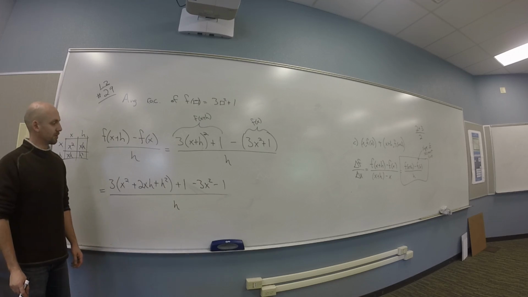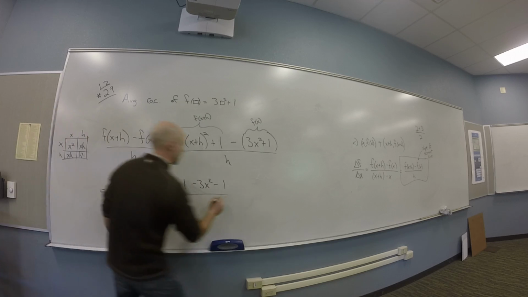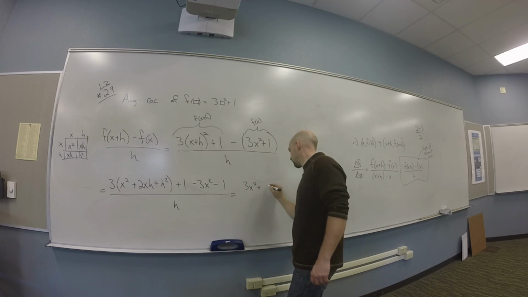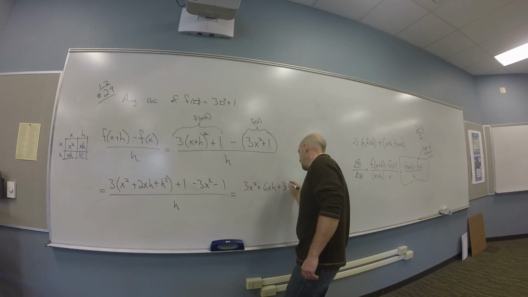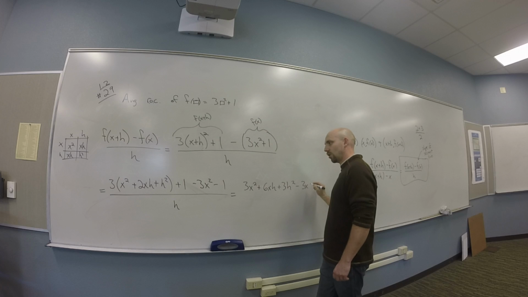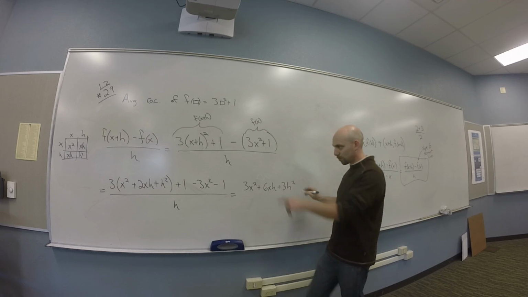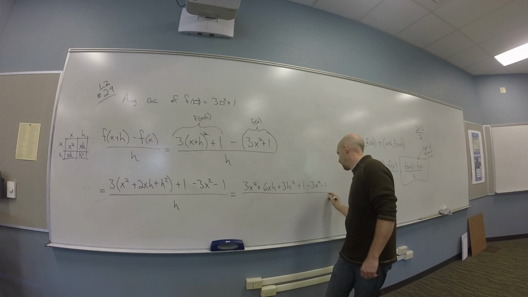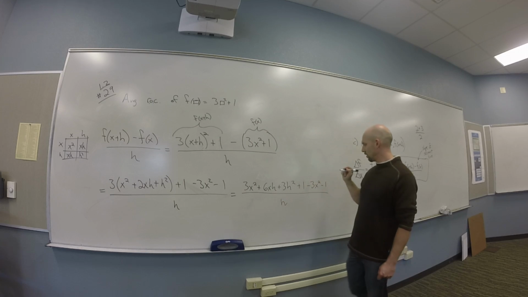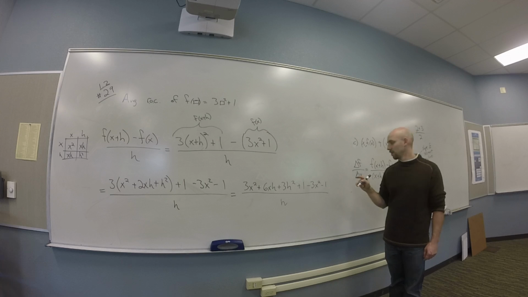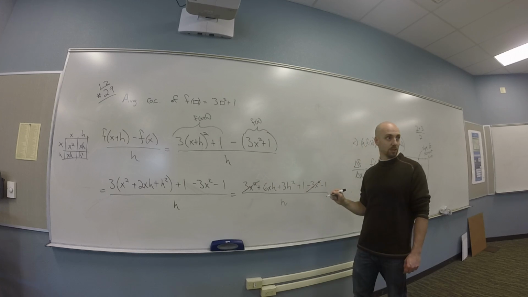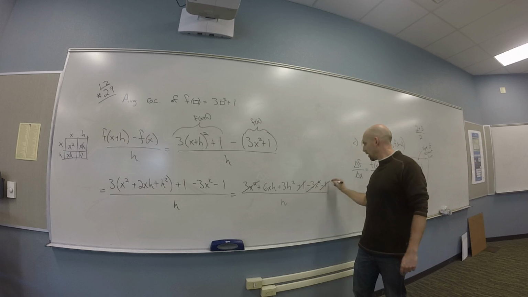Okay. All right, now what's my next step? Distribute the 3. Okay, so I got 3x squared plus 6xh. 6xh plus 3h squared minus 3x. Oops, what did I lose? I lost the plus 1 in there. Plus 1 minus 3x squared minus 1 all over h. Anything you can do with that? Yeah, 3x squared, negative x. Okay, so 3x squared, take away 3x squared is no x squared. And the plus 1. And then there's a plus 1 and a minus 1. And then the h on the bottom and the h squared.